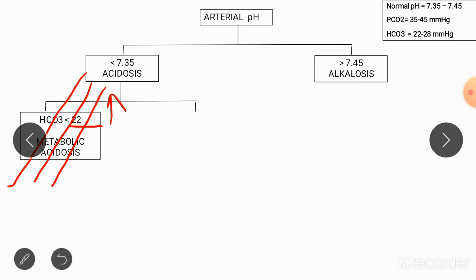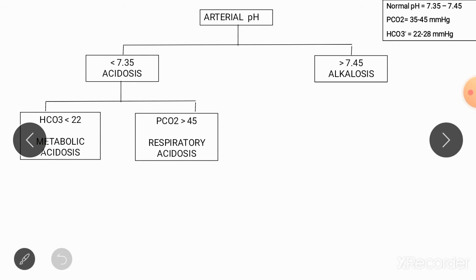If your bicarbs are not reduced, then it is understood that this is not metabolic acidosis and it is respiratory acidosis. And then to confirm your answer, look at the value of partial pressure of carbon dioxide, and it would be greater than 45 millimeter mercury, and you will immediately understand that something is wrong with the lungs. They are retaining carbon dioxide, and this carbon dioxide is decreasing the pH of the blood. So you can immediately write your answer as respiratory acidosis.